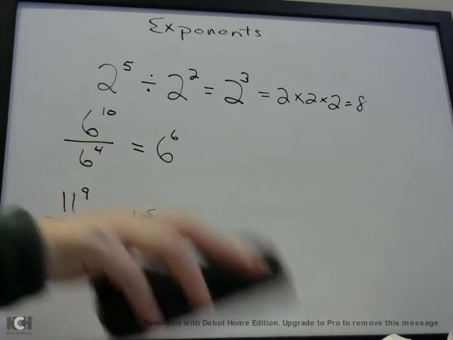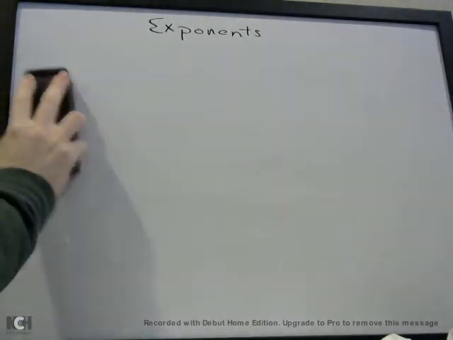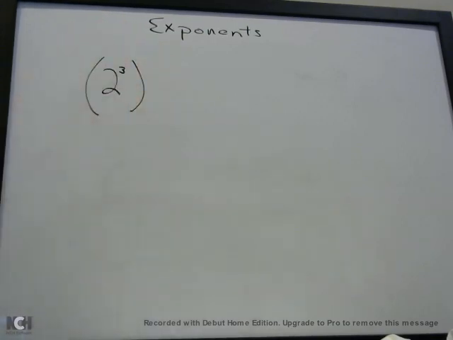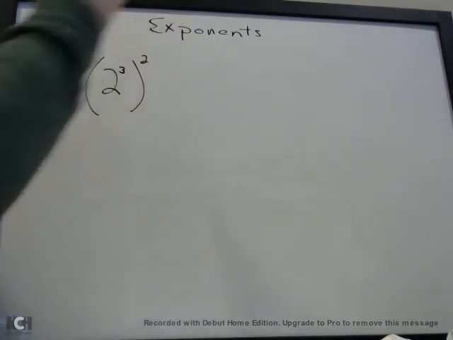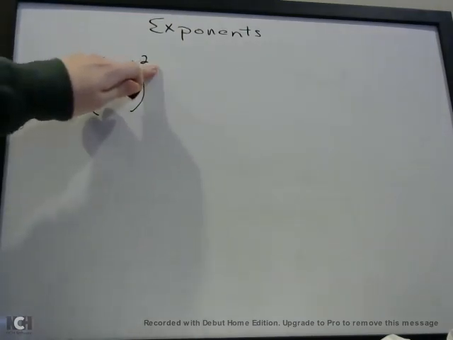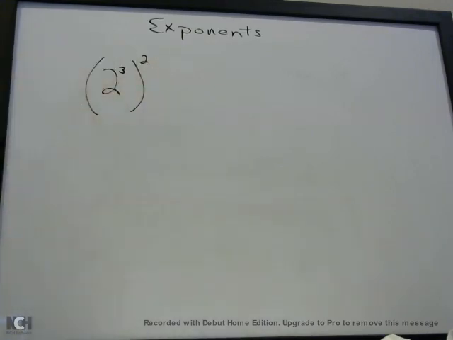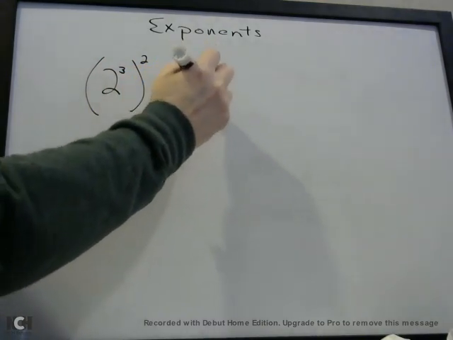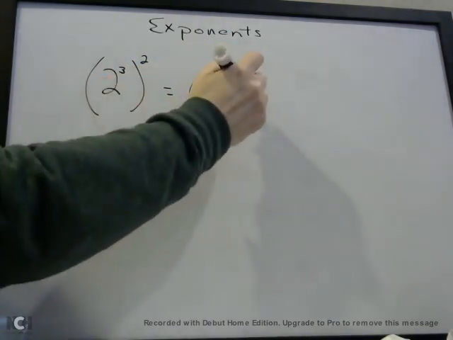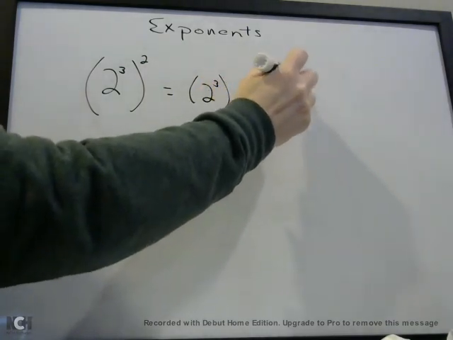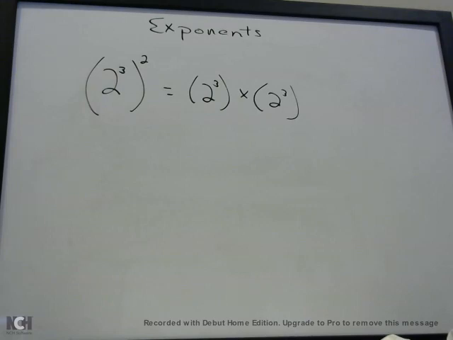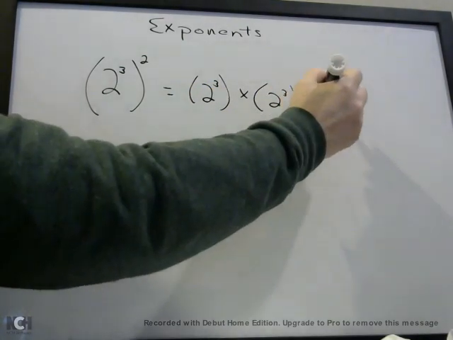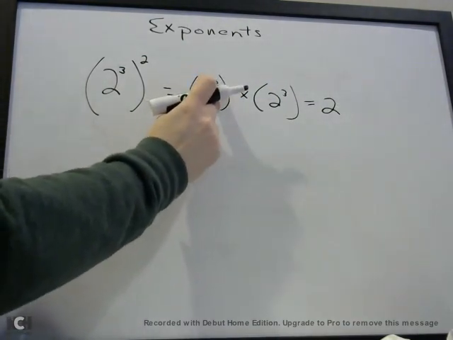I'm going to show you one more thing that you might encounter. They might have a number with an exponent raised to another power. So let's say we have 2 cubed squared, and it will be written in parentheses, and then there'll be another exponent outside of that. What this really means is you're taking 2 cubed and you're squaring it, which means, just like any other square, 2 cubed times 2 cubed. So now we just learned how to do this. They both have the same base, 2, and we're going to add the exponents, 3 plus 3.